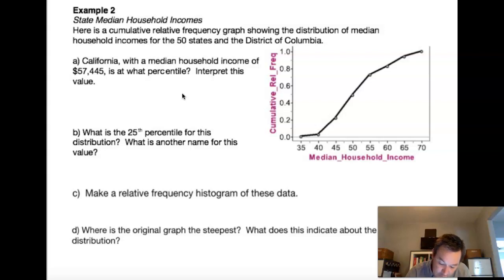So what I want to do is find 57,445 on the x-axis. That's going to occur right about here, right? Halfway in between 55 and 60. And we're just going to take that and draw a vertical line straight to the top until we hit the graph. Once we hit the graph, we're going to find that horizontal point of intersection, and we're going to draw a horizontal line till we hit the y-axis.